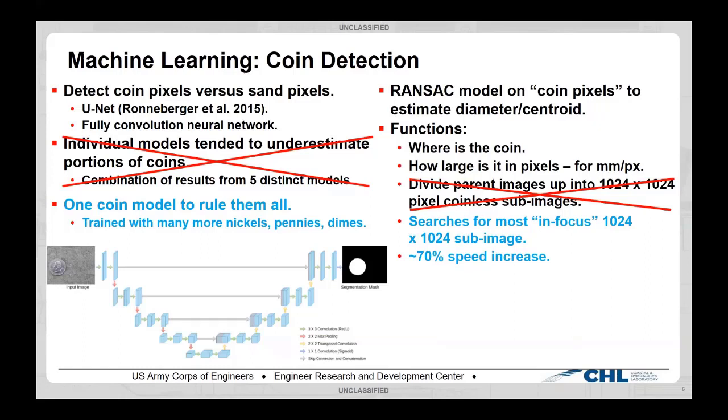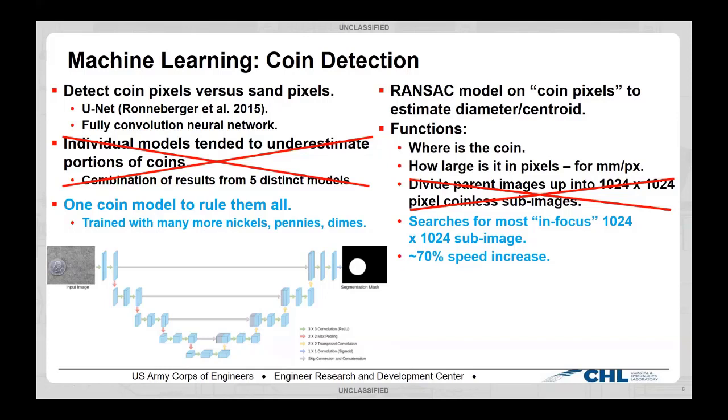It's a fully convolutional neural network, just like the first version. The first big difference with the coin detection model is that with the first version of SandSnap, individual machine learning models were not as good. So we had 5 different machine learning models to do the coin detection, and we aggregated those results that were presented and passed forward. Now we've got one coin detection model to rule them all.